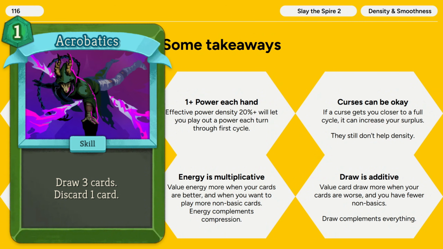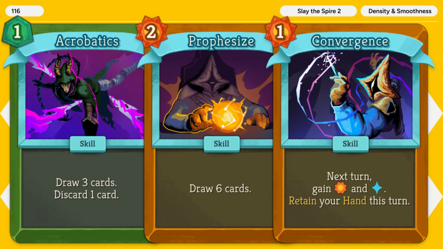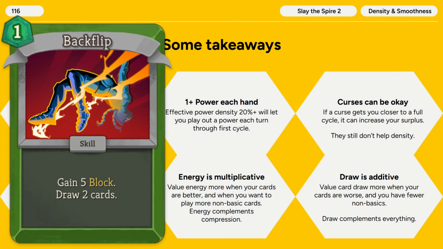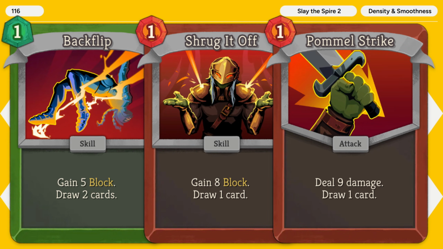Maybe the hardest piece of card draw to get your head around is something like Prophecy, which spends 2 energy to draw 7 cards. I'm not quite sure where that fits into a character profile yet. I'll work it out. Maybe it's with Convergence or something, right? But typically speaking, if you were to spend 1 energy on card draw, or add card draw to another effect, like a Backflip or a Shrug It Off or a Pommel Strike, you're very, very, very happy to take that effect.